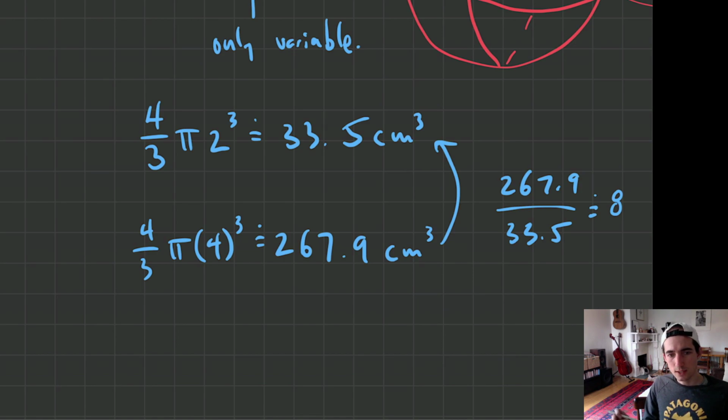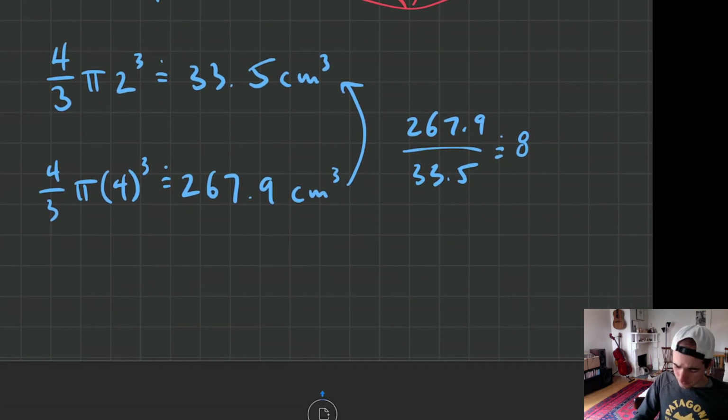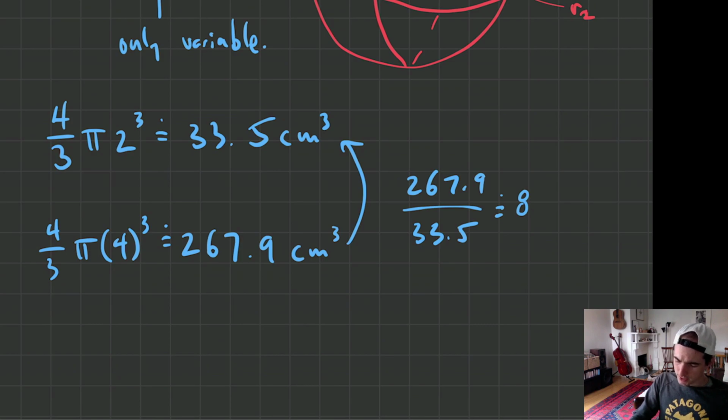Is it a coincidence that the cube root of 8 is 2? No, it is definitely not a coincidence. So this is approximately 8 times larger. If I double the radius, the volume gets multiplied by 8. So the quick answer is that when you multiply the volume by 8, the radius is getting bigger by a factor of 2.